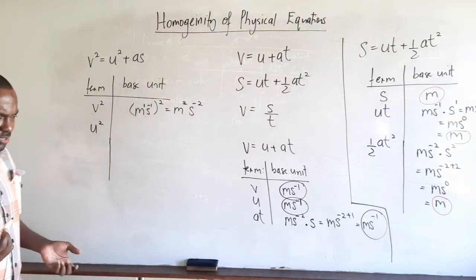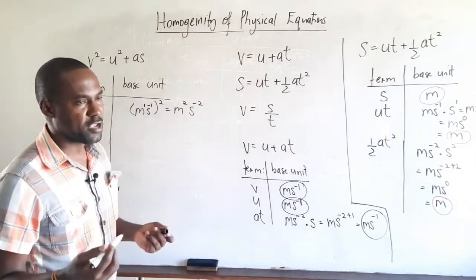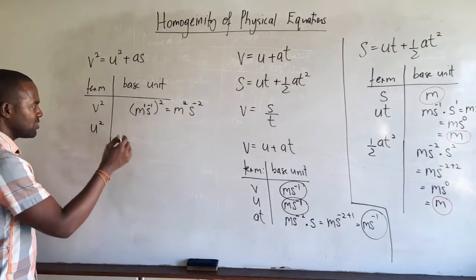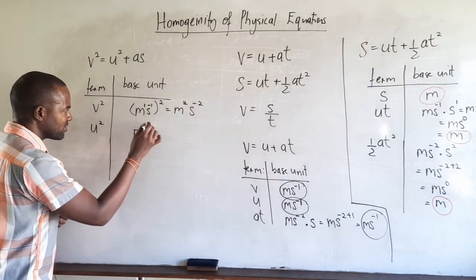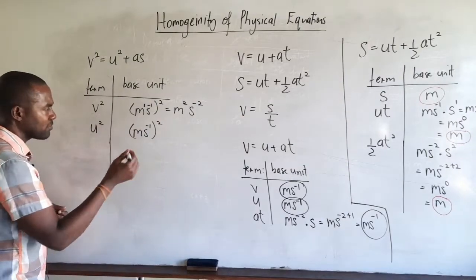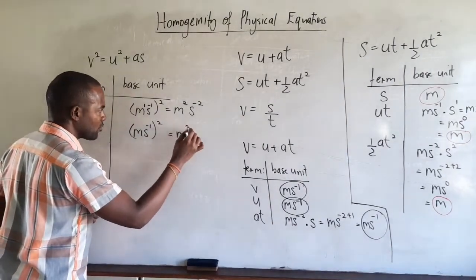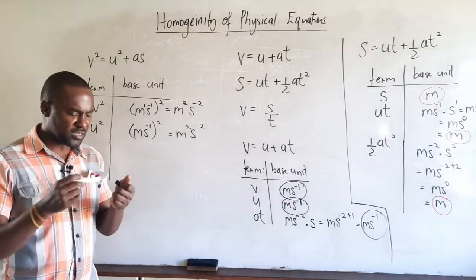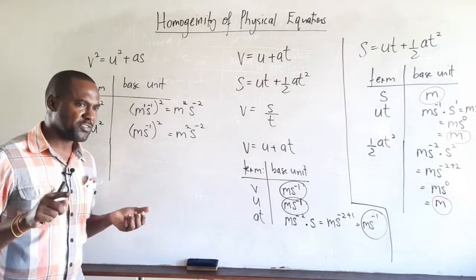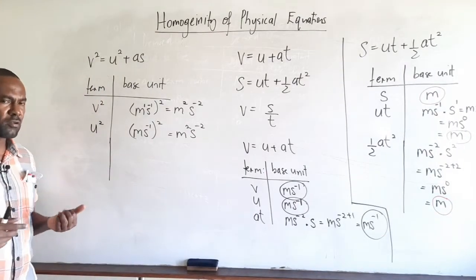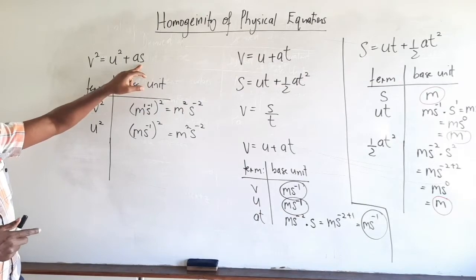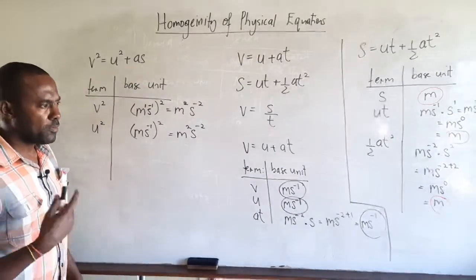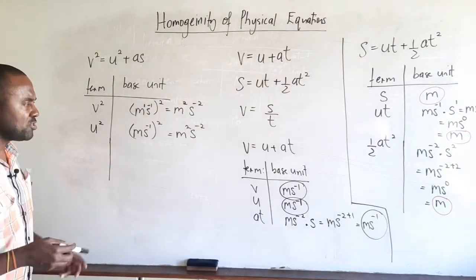Now u, as we mentioned before, represents initial velocity, and therefore it will have the same units as v. So same thing, meter per second, and we square all of that, and that will give us meter squared per second squared. So far, our two terms have identical base units, but that is not sufficient to determine whether the equation is homogeneous or not. We have to proceed to express a third term in terms of its base units, and only then will we be able to determine whether the equation is homogeneous or not.